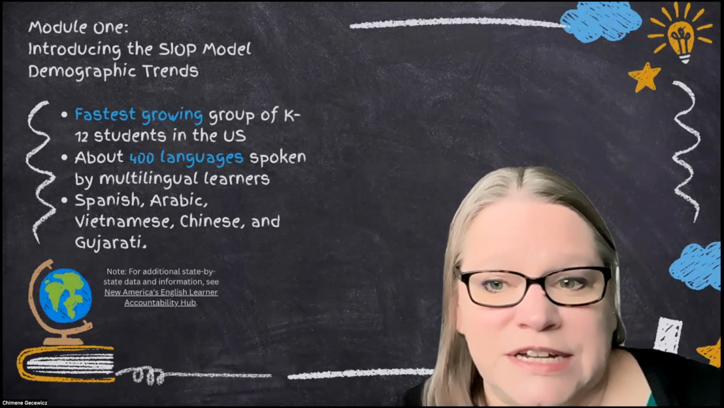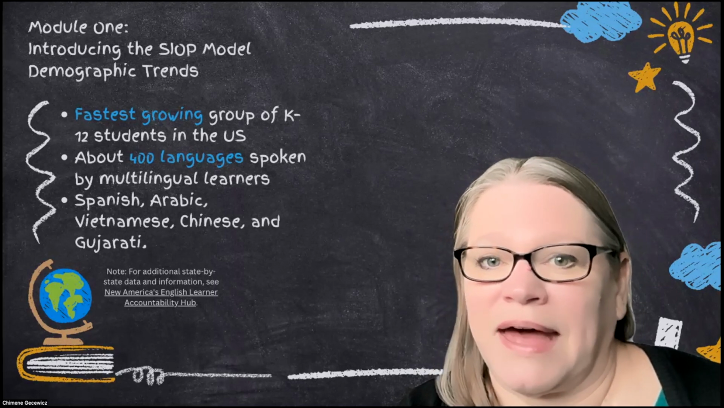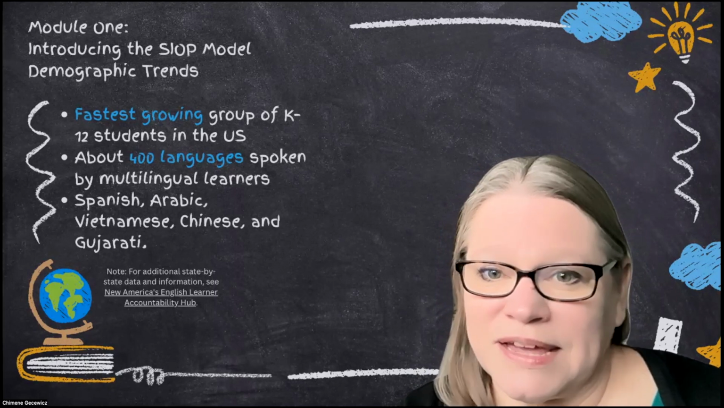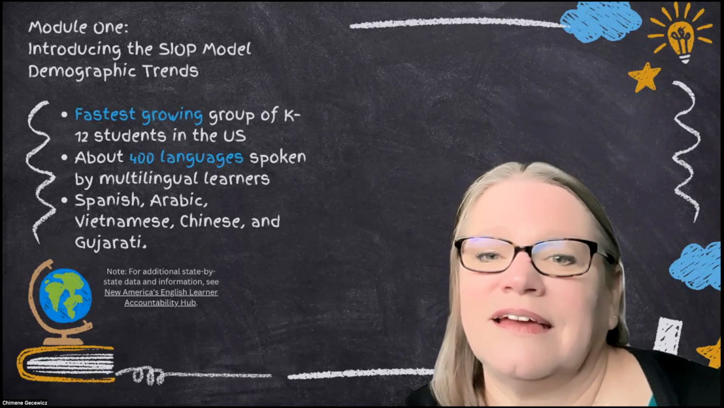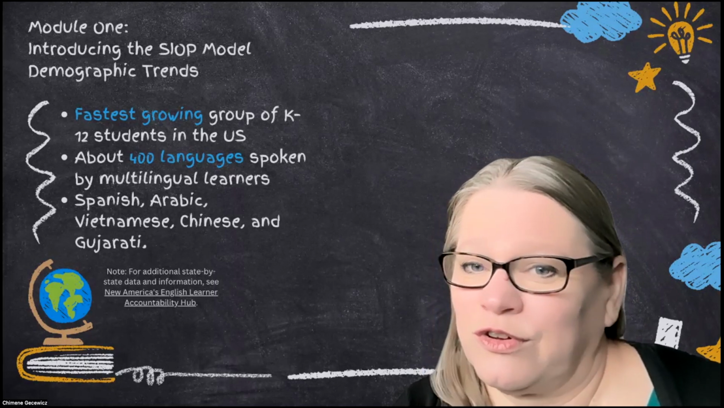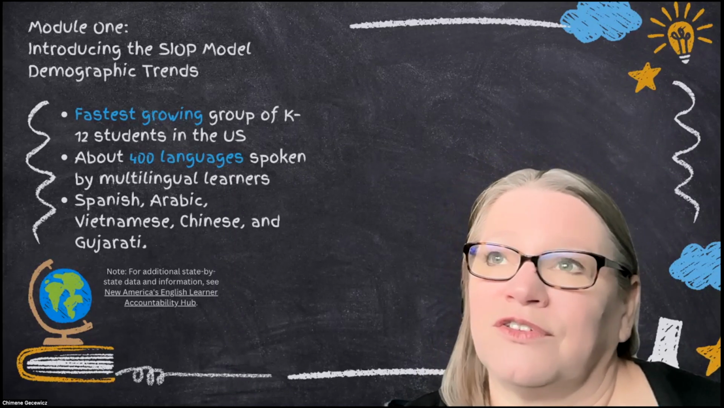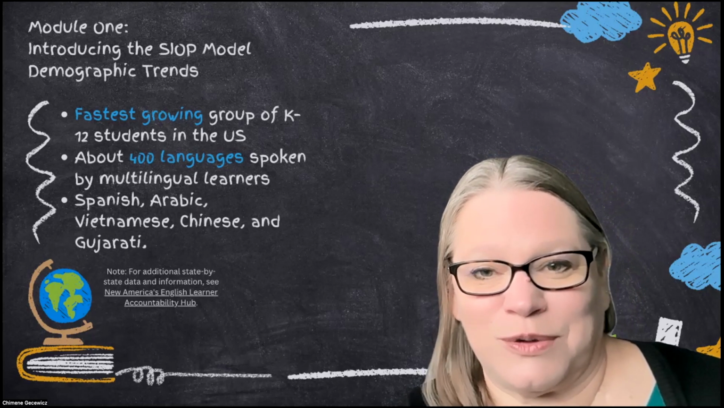In recent years, the five most common languages spoken by ELs in Mississippi have been Spanish, Arabic, Vietnamese, Chinese, and Gujarati. We tend to see higher numbers of Vietnamese ELs closer to the coast, and we see more Arabic speakers where there are colleges and universities with international student populations.